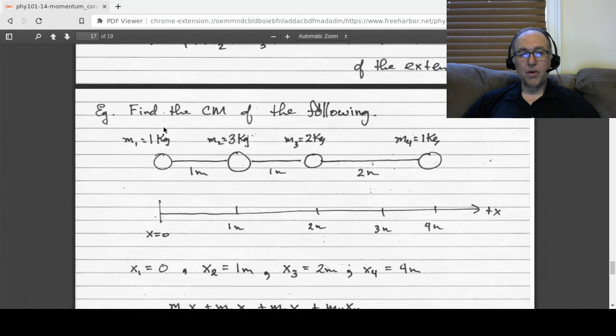So let's just do a problem here. I say find the center of mass for the following. This is one of my crazy dumbbells, and we have a 1 kilogram mass attached to a 3 kilogram mass attached to a 2 kilogram mass attached to a 1 kilogram mass. Don't worry about the masses of the bars that attach them; we'll say they're negligibly small, and it's all along a straight line. The distance between M1 and M2 is 1 meter, the distance between M2 and M3 is 1 meter, and the distance between M3 and M4 is 2 meters. And I say, where's the center of mass?